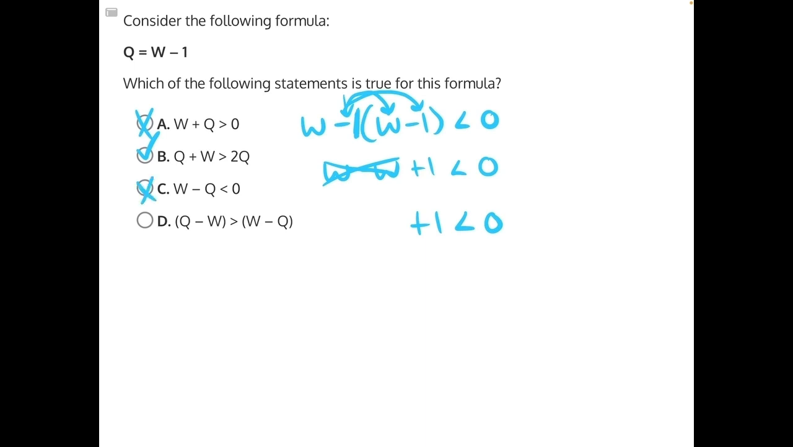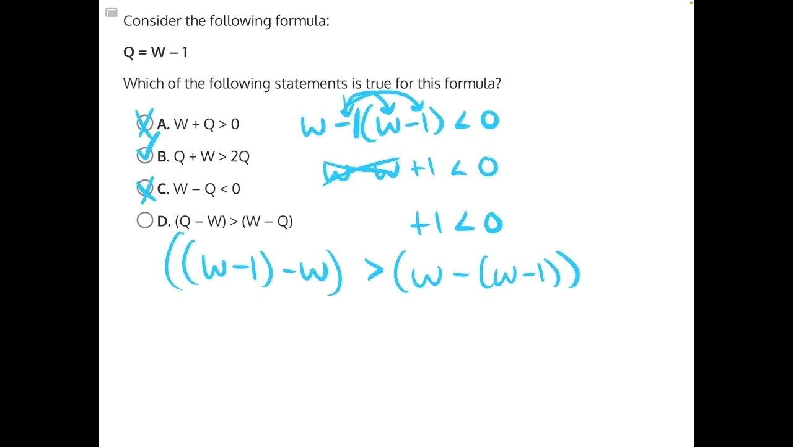And now, for answer choice D, we'll have q, which we know is w minus 1, minus w is greater than w minus q, which we know to be w minus 1. When we simplify both of these, on the left-hand side, we'll have w minus 1 minus w is greater than, and on the right side, we'll have the same problem we had up here where we have a negative sign outside of a set of parentheses. That's a negative 1 that needs to be distributed. Negative 1 times w will give us negative w. And then negative 1 times negative 1 will give us a positive 1.